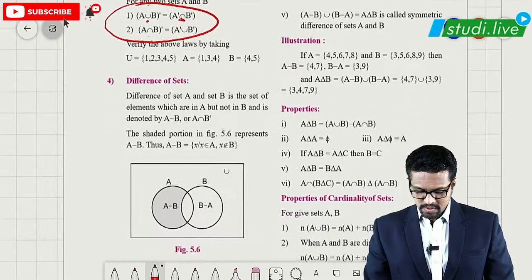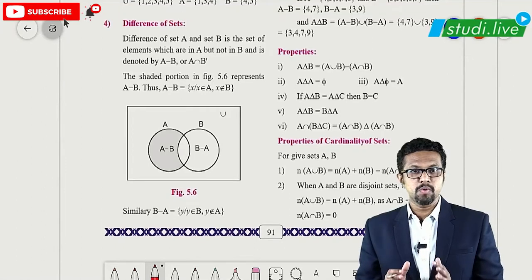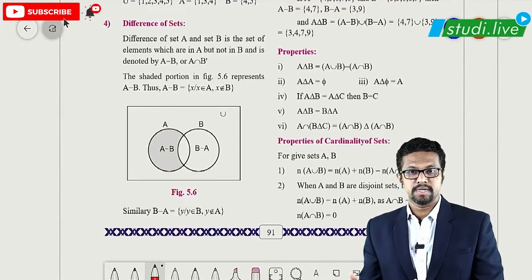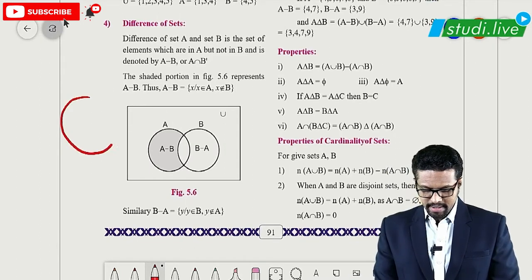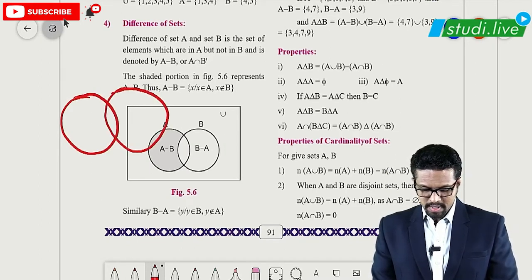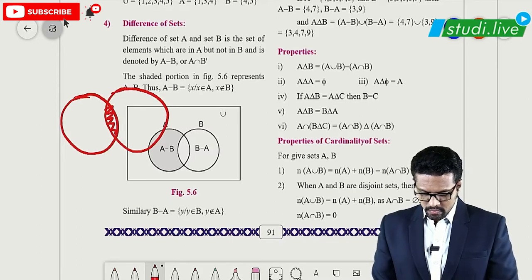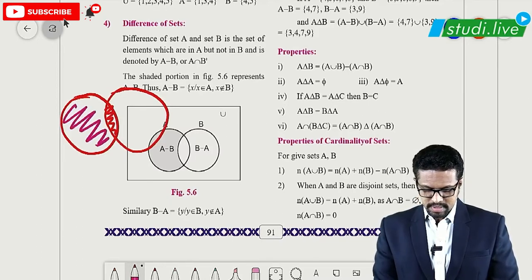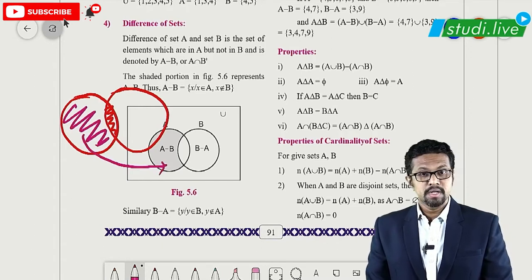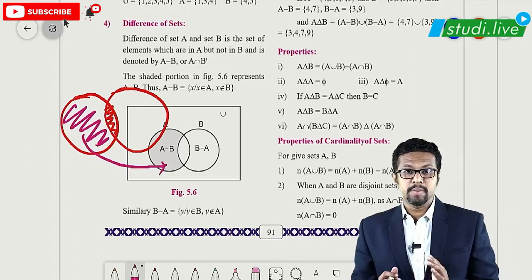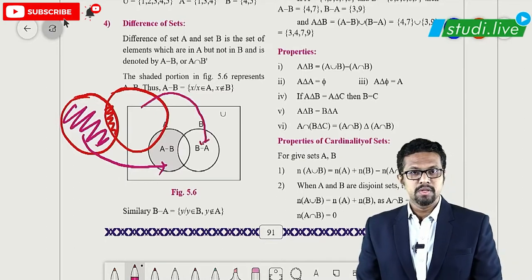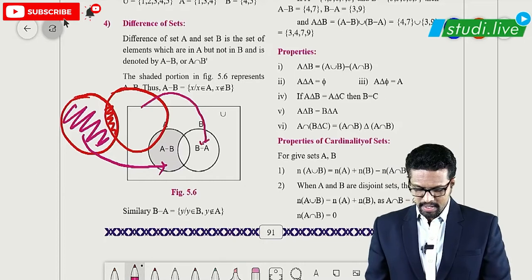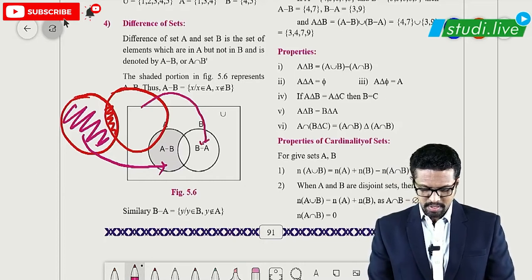Difference. So what is difference between two sets? Obviously, we are removing elements of one set from the other set. If I am considering A minus B, from the set A I am removing the elements of set B. Whatever is left over here will be A minus B, and whenever I am removing elements of set A from B, that would give me B minus A. So this is what we have to remember about A minus B and B minus A.